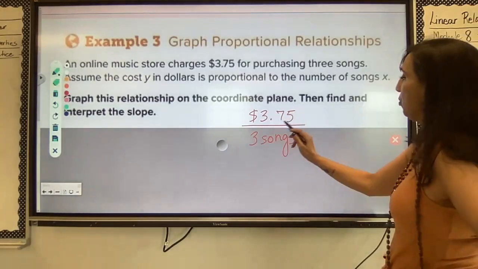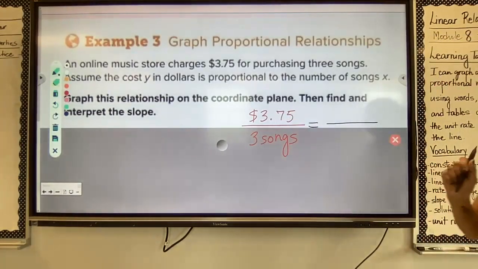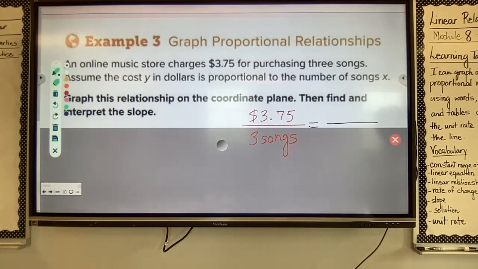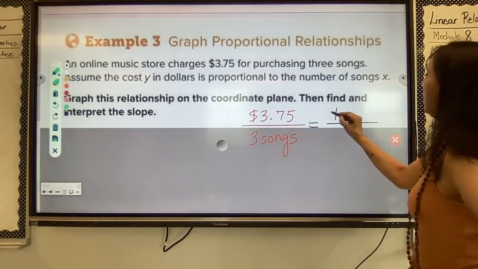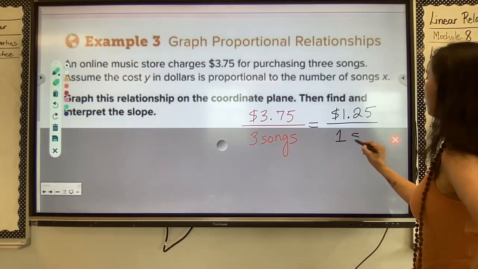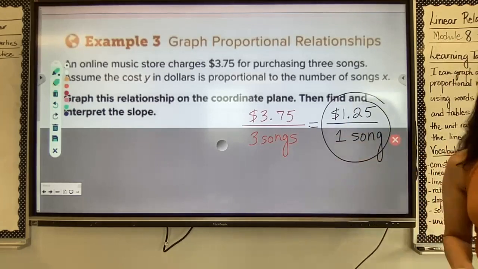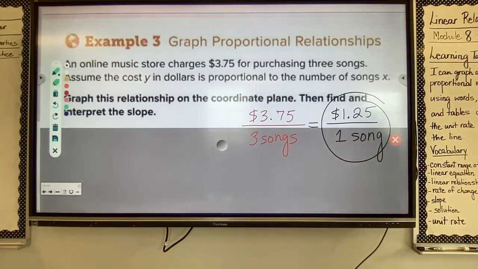So I'm going to divide 3.75 by 3, and I am going to get $1.25 for 1 song. So first thing is I have got to find out the unit rate. Okay, so the unit rate is $1.25 per song. After that, we are going to make a table.